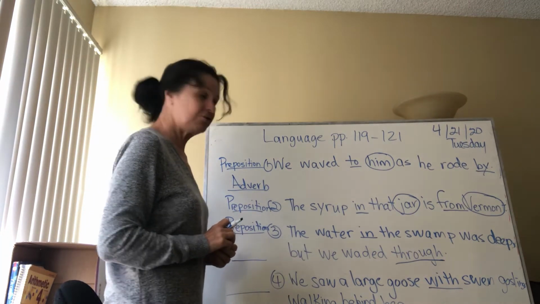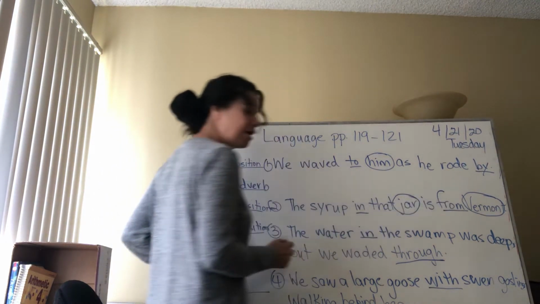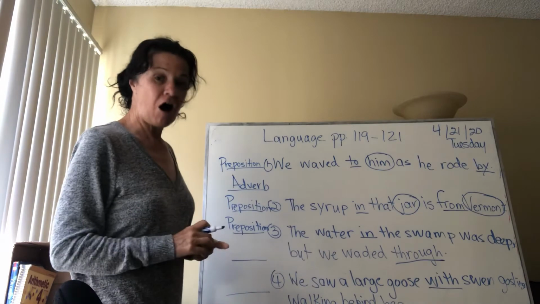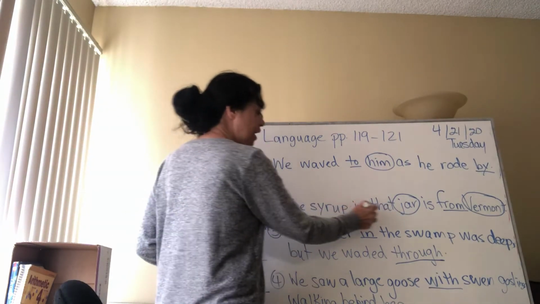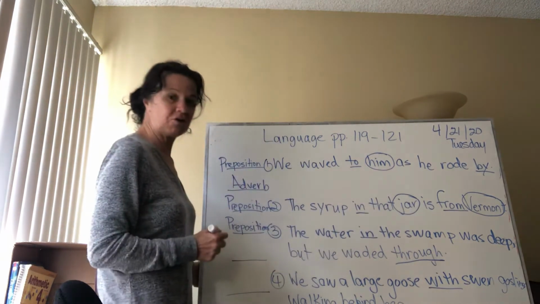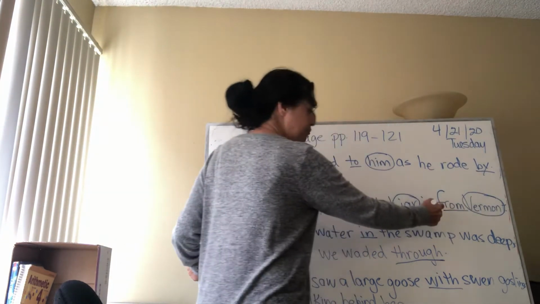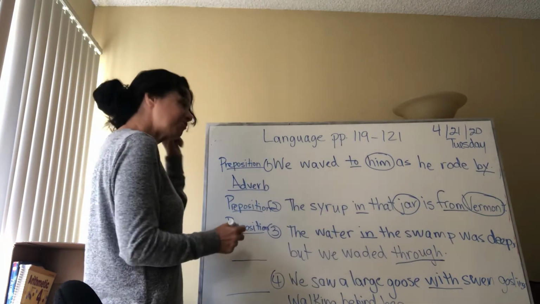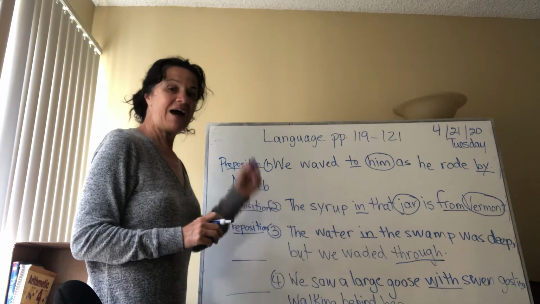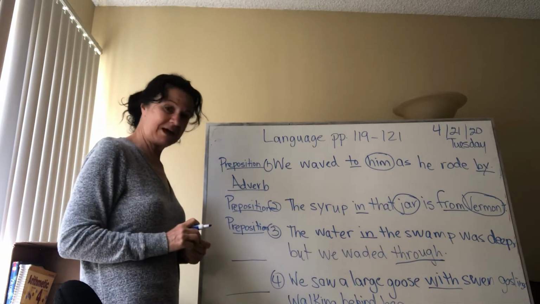So let's go over that one again. The underlined words are in and from. Both in and from are indeed prepositions because they have objects. In what? In jar. So we circle jar. From what? Does from have an object? Yes, Vermont. Therefore, we circle Vermont. Both of those, because they have an object, are prepositions. So we write preposition in both blanks.